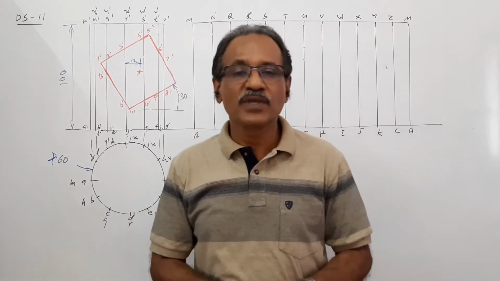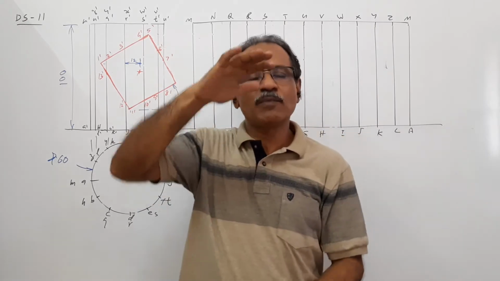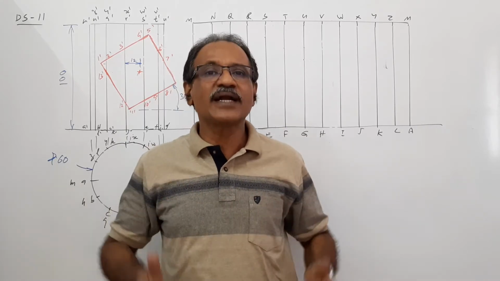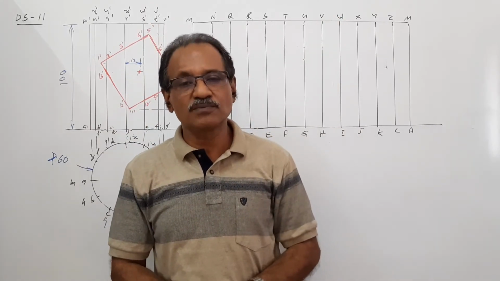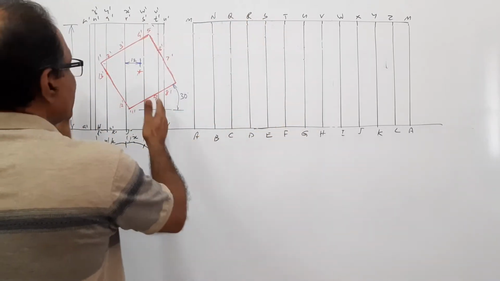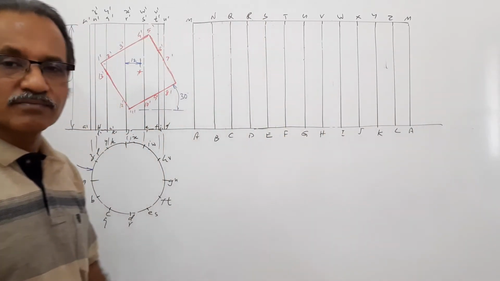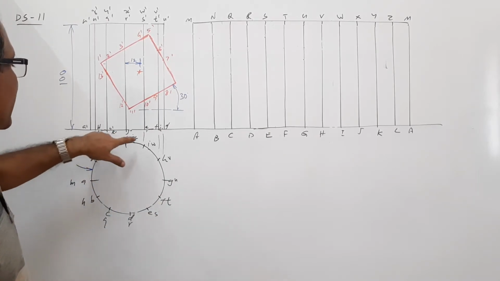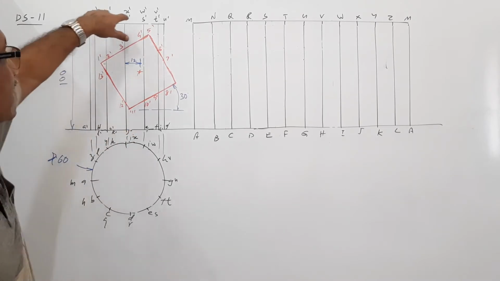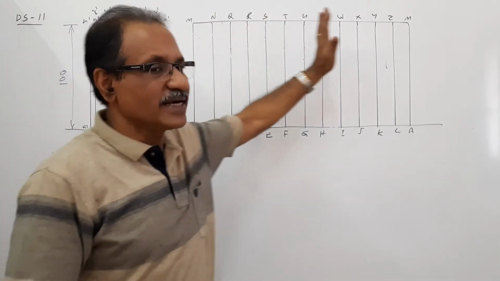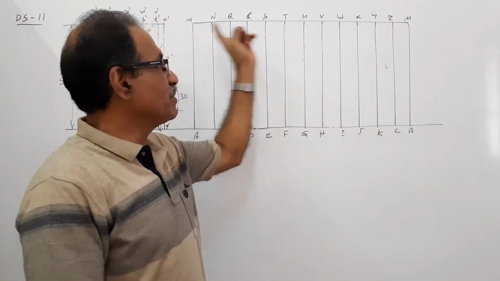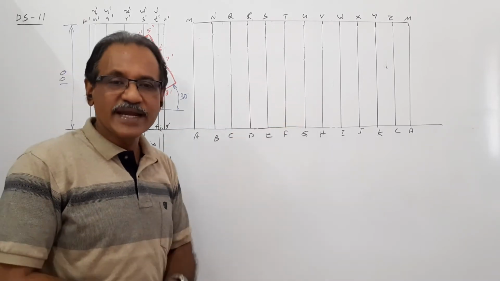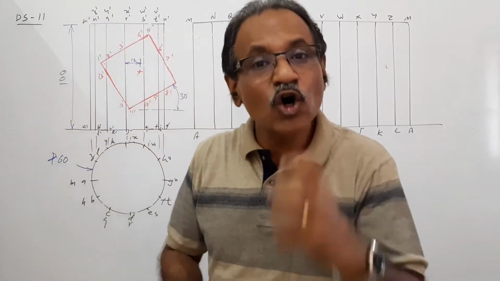It's a university question. A cylinder 60 mm diameter and 100 mm tall stands on HP. I have drawn the plan, elevation and development of the cylinder. A, B, C, D up to L are base points, M, N up to Z are top points. A dash, B dash, etc. in the elevation, M dash, N dash, etc. in the elevation, and in the development capital A and capital M onwards at the bottom and top. Now, this cylinder has a hole drilled through it.